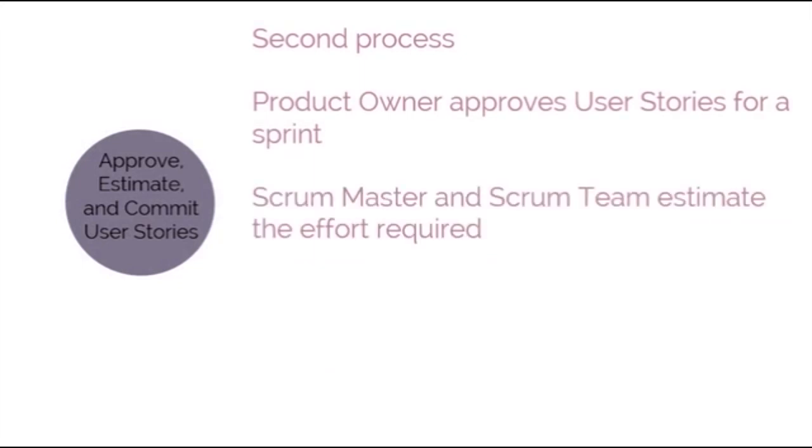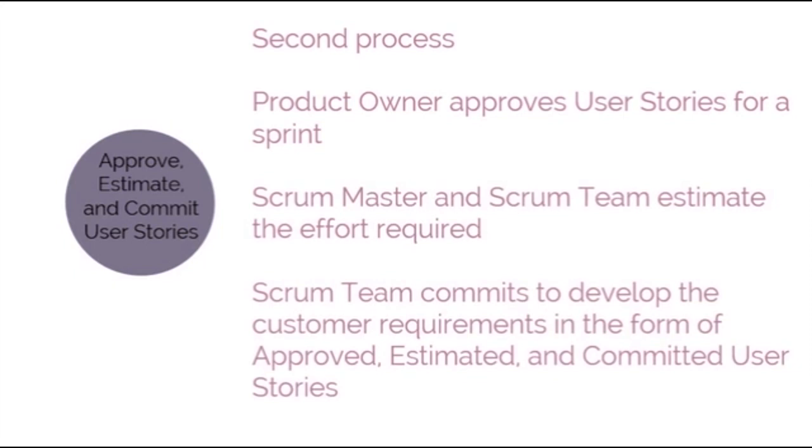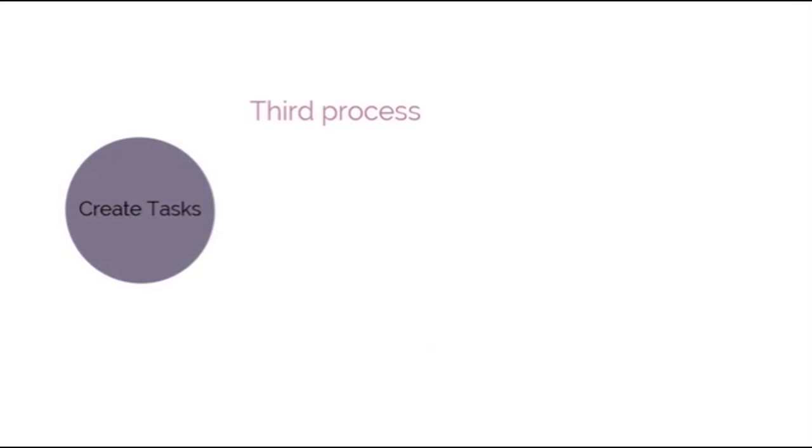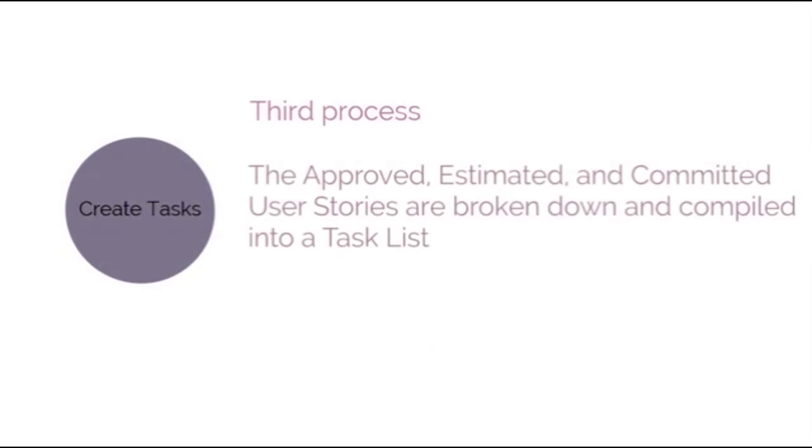Then, the Scrum Master and Scrum Team estimate the effort required to develop the functionality described in each user story. And the Scrum Team commits to develop the customer requirements in the form of approved, estimated, and committed user stories. The third process in the Plan and Estimate phase is Create Tasks. In this process, the approved, estimated, and committed user stories are broken down into specific tasks and compiled into a task list. Often, a task planning meeting is held for this purpose.